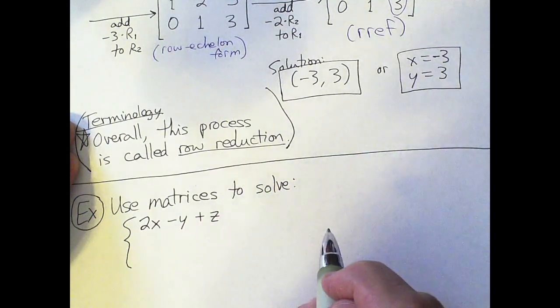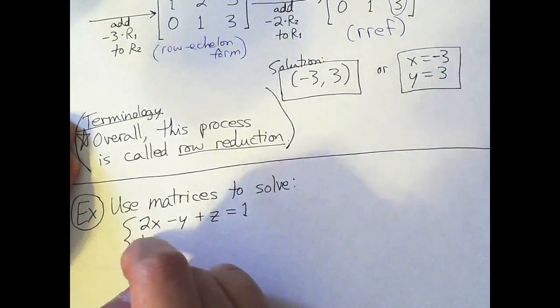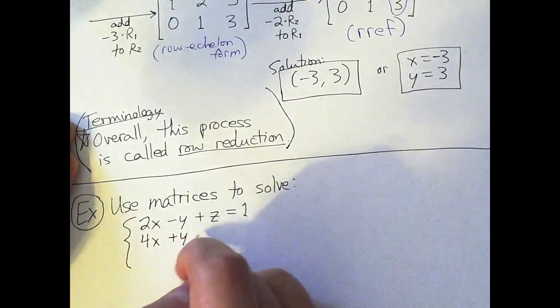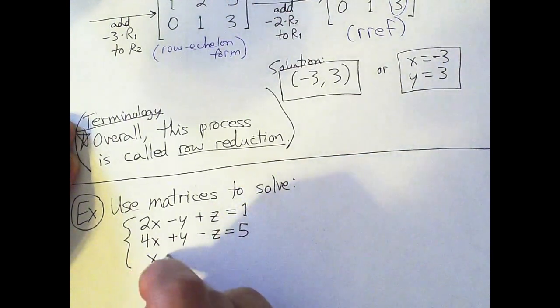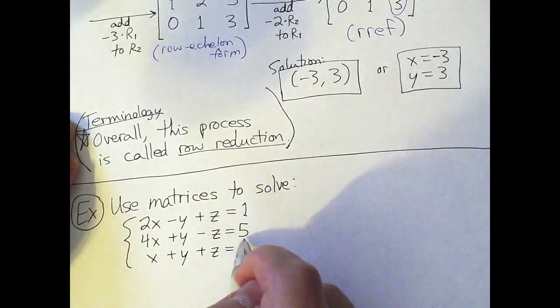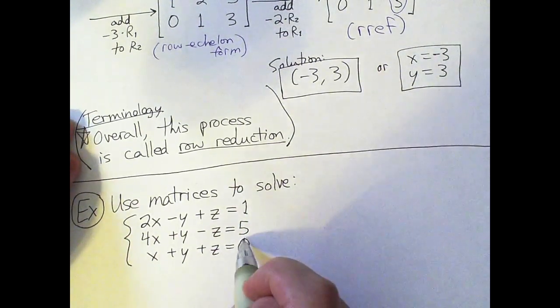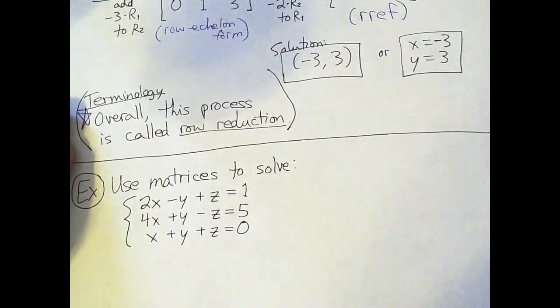2x minus y plus z equals 1. 4x plus y minus z equals 5. x plus y plus z equals 0. So I'd like you to pause the video. This might take a little bit of time, might take a little longer. Try to solve this system using matrices.